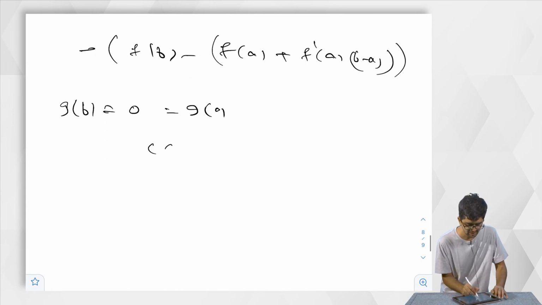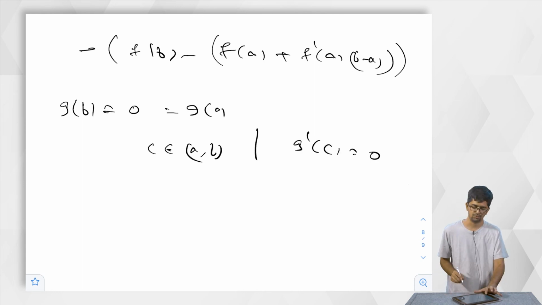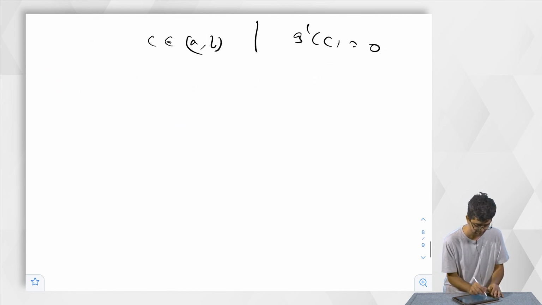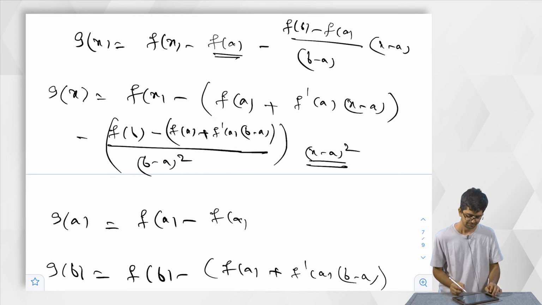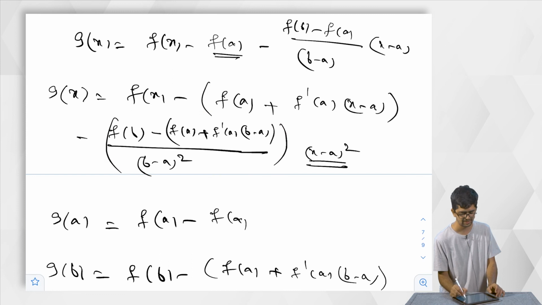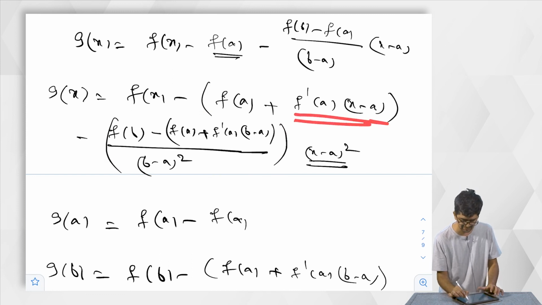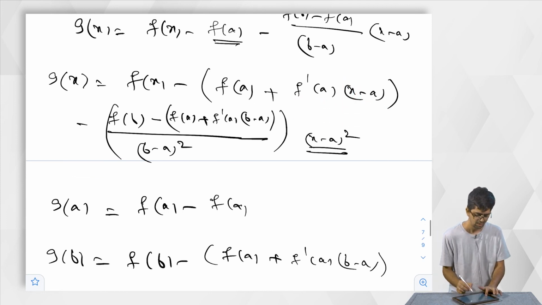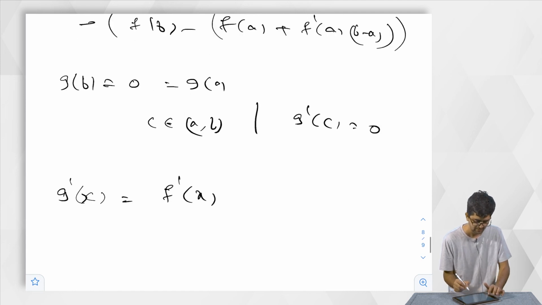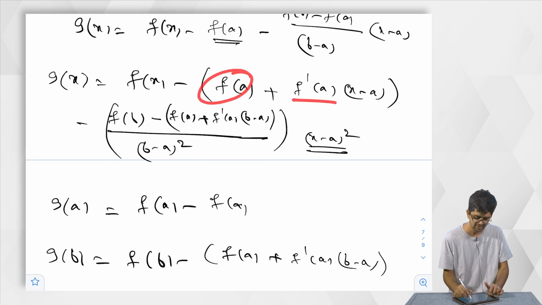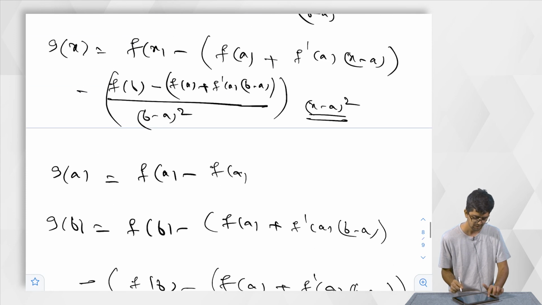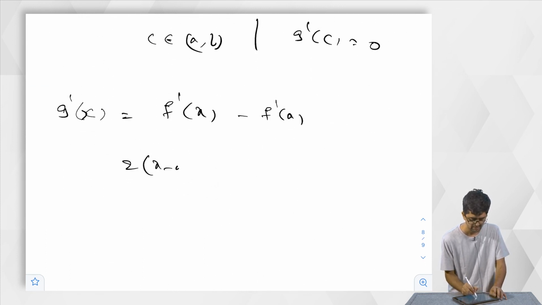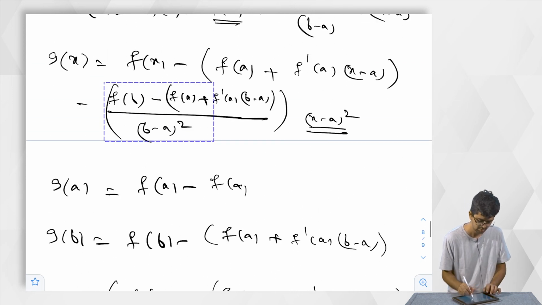So that says there is an element c belongs to a b such that g dash c is 0, and what is that? What is g dash c? Let us write that down. G dash x, let us write that down. This is constant, there is nothing to do, and this is constant, maybe we will simply write 2 times x minus a, and this has one thing as x part, other thing is constant, so that we will remove. So what we have is the following: g dash x is equal to f dash x minus, this is not there, this is f dash a times derivative of x which is 1, so we will just write minus f dash a, then this we will write as it is, then we will write minus 2 times x minus a.